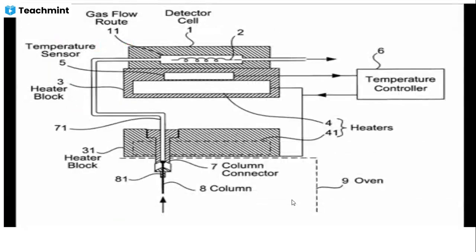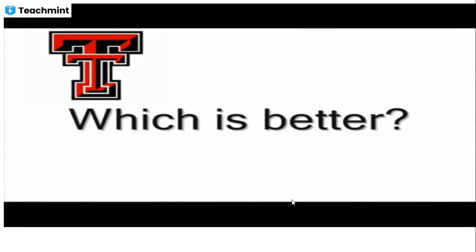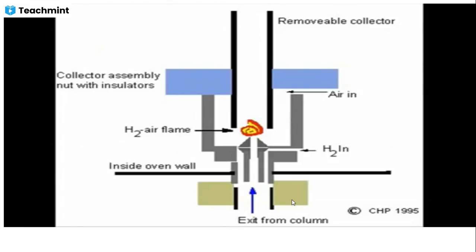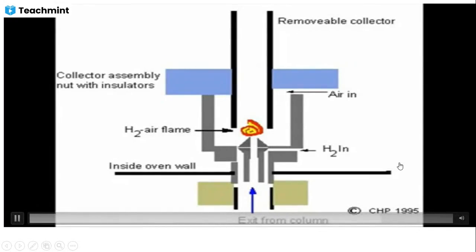Now, let's compare two different detectors, the flame ionization detector and the thermal conductivity detector. Which of these two detectors is better? The answer is the flame ionization detector, because it has a much lower detection limit than the thermal conductivity detector. Now, let me clarify something. By better, we mean that it has a much lower detection limit for hydrocarbons than the detector that we described previously in this presentation. Now, let's talk about the disadvantages.